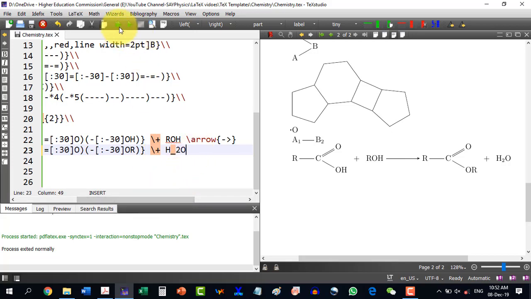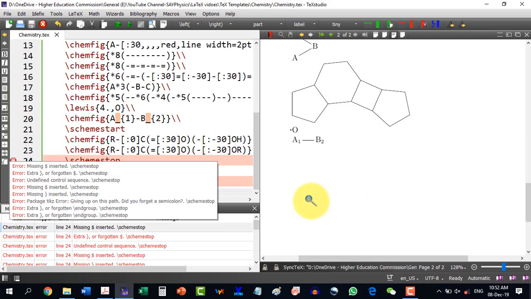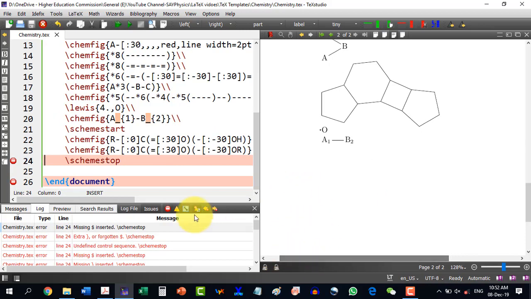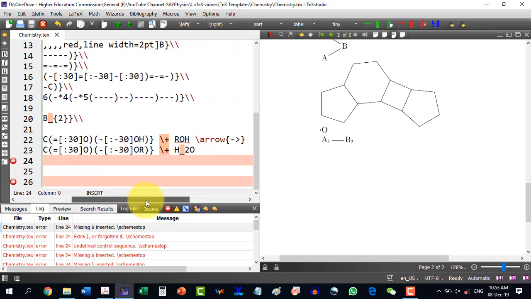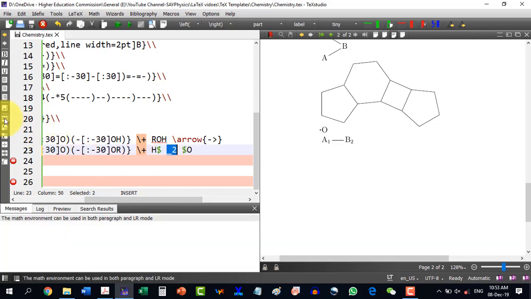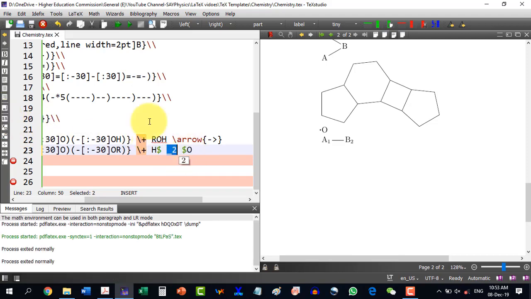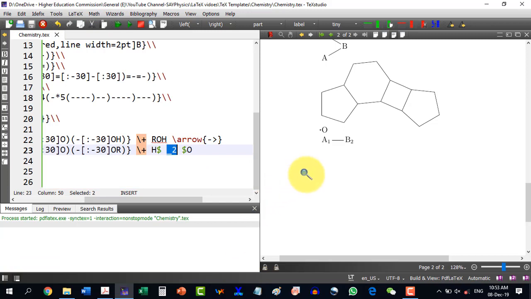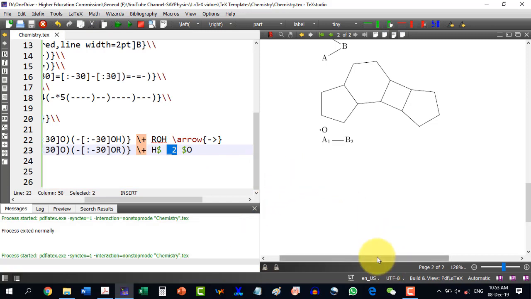So let me run this to check, and you see it has given an error because it is saying that on line 24 we have a dollar missing. So let's see here and come over here. Here this underscore 2 should actually be in the dollar symbol. If we write this in the chemfig environment, then we don't need to put the dollar symbol. But if it is not written in the chemfig environment and it is written in equation form, then it should be in dollar symbols. And I run this, and now it has been executed.